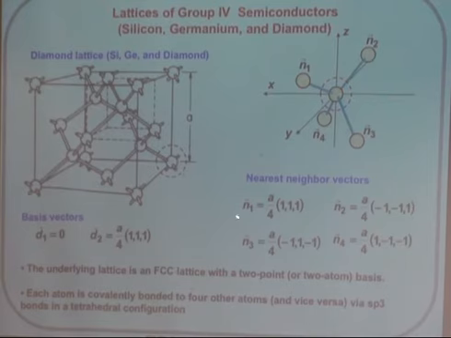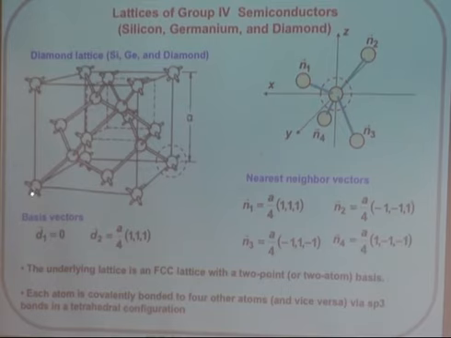So you can look at the nearest neighbor vectors. If you consider this to be 0, 0, 0, you're going 1/4 of a lattice constant. The lattice constant is basically this length. It's just a convention, you can call whatever you want the lattice constant. It's just a convention that this is the lattice constant A. When you ask what's the lattice constant of silicon, and you hear it's some number of angstroms, this is what they're talking about. So this is the distance.